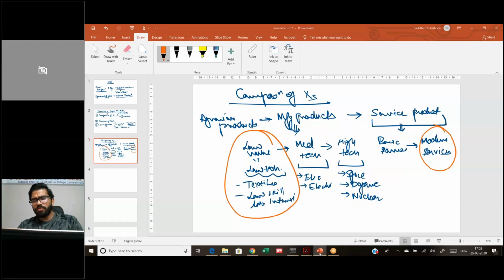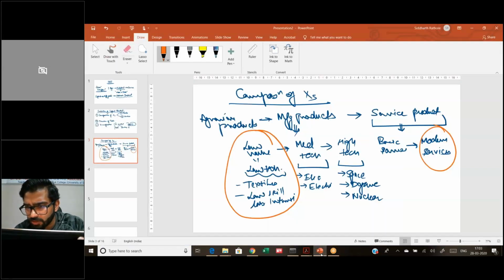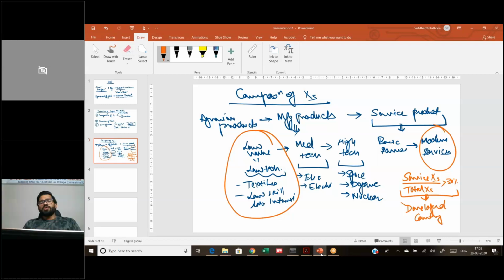Then moving to this, we can see that the share of service exports has grown from 28% in 2000 to 32% in the total exports. So India's share of service exports in total exports is more than 30%, which mimics that of a developed country. While the share of manufacturing products as a share of merchandise exports is going down.